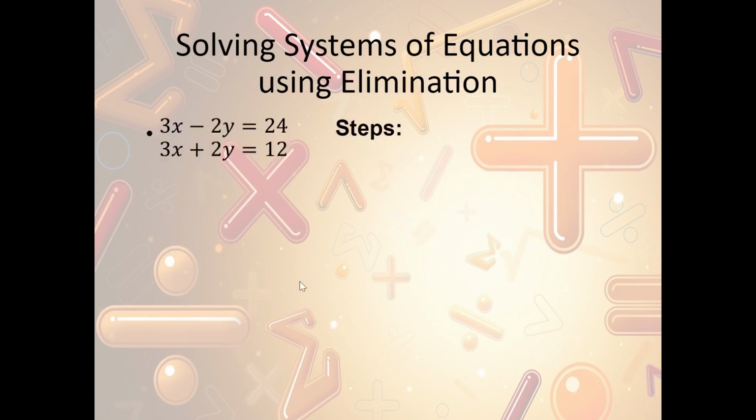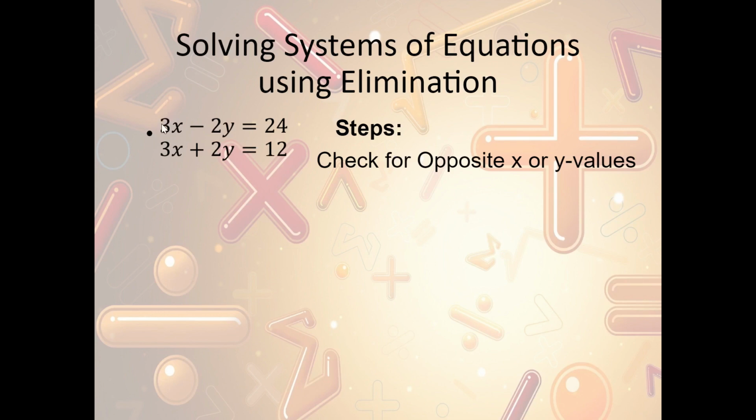Now let's talk about how we can solve this without having to graph. So if we're given something like this, 3x minus 2y is equal to 24 and 3x plus 2y is equal to 12, we're going to go ahead and solve this using what we call elimination. So here are the steps. First step is we're going to check for opposite x values or y values. Now opposites mean they have the same integer but with opposite signs.